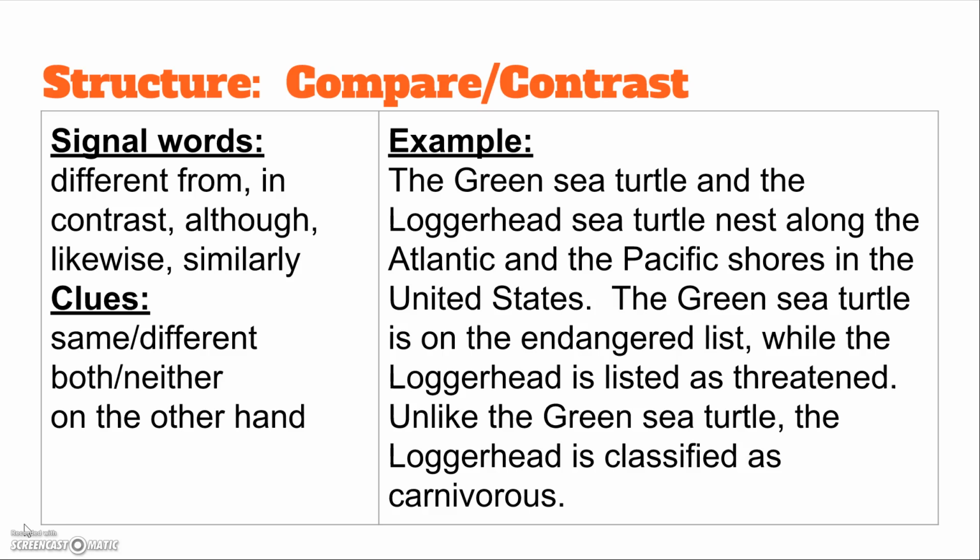For example, the green sea turtle and the loggerhead sea turtle nest along the Atlantic and the Pacific shores of the United States. The green sea turtle is on the endangered list, while the loggerhead is listed as threatened. Unlike the green sea turtle, the loggerhead is classified as carnivorous.